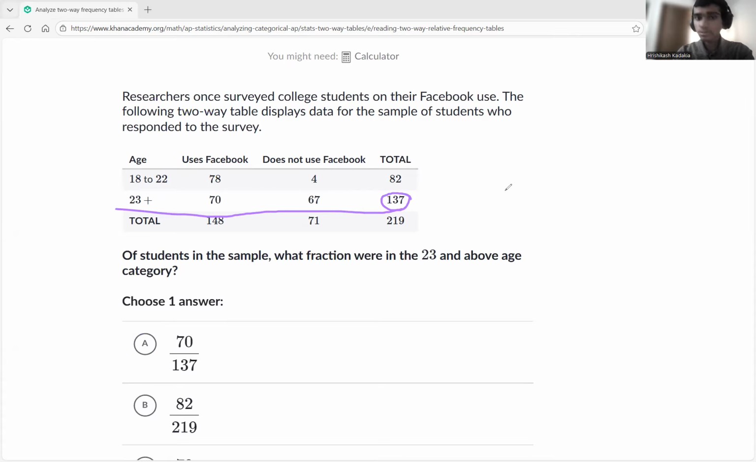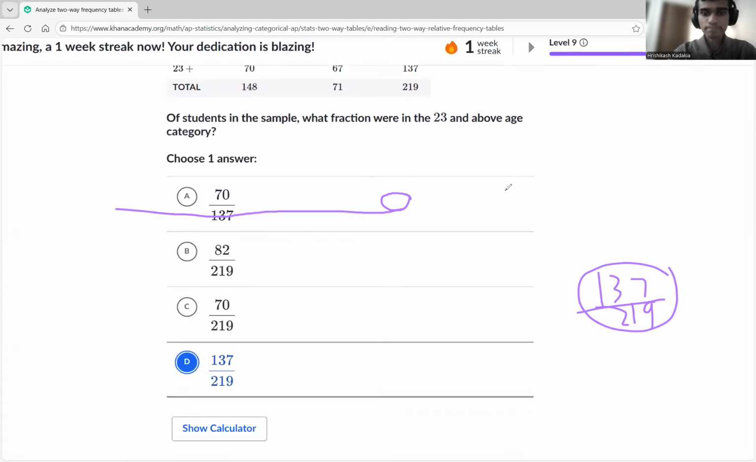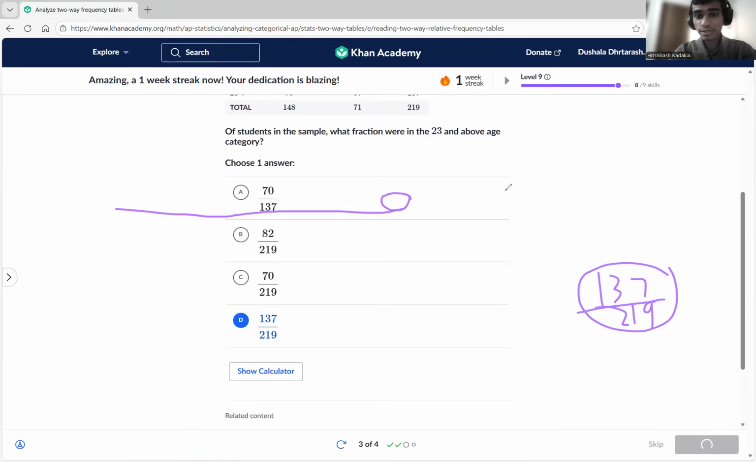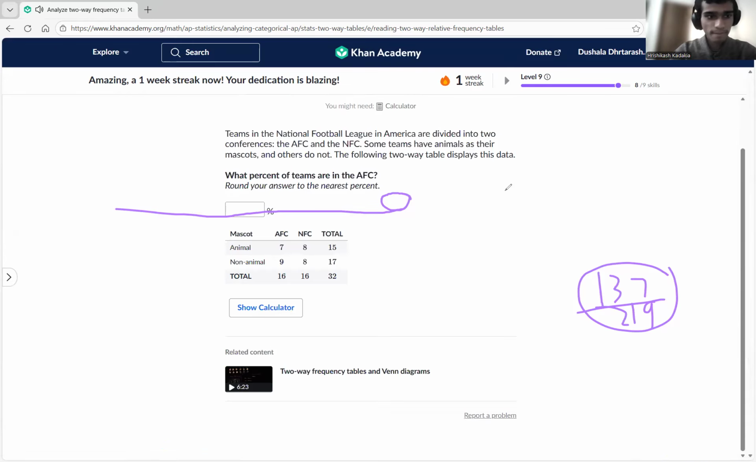How many are 18 to 22? 82. And how many are 23 plus? 137. So what fraction? In total, how many do we have? 219. Let's write that down. Because remember, a fraction is part of a whole. The part is how many? 137. So part over whole: 137 over 219, which is option D. Those many students were 23 and above.